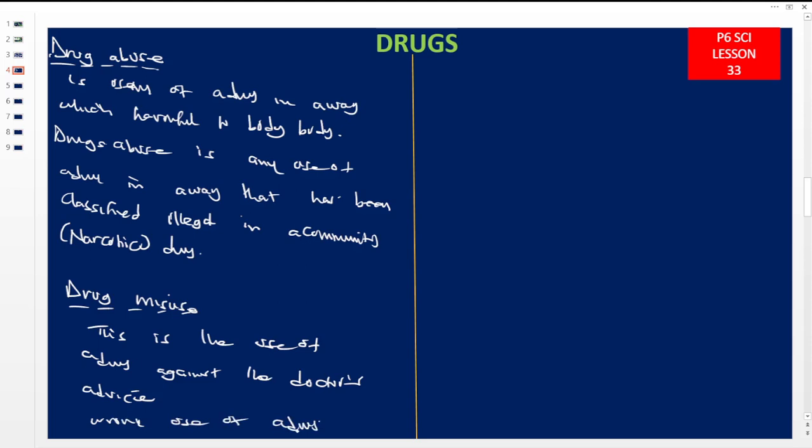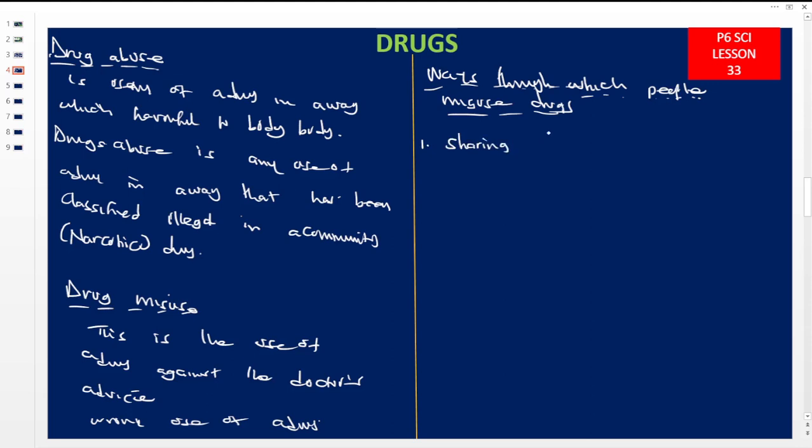Now let us see ways through which people misuse drugs. Number 1, sharing the same drug. Because you have a headache, and now your sister in the evening says, even I have a headache. Okay, you give her one. That is drug misuse. So sharing the same drug, that is backward, you don't share it.